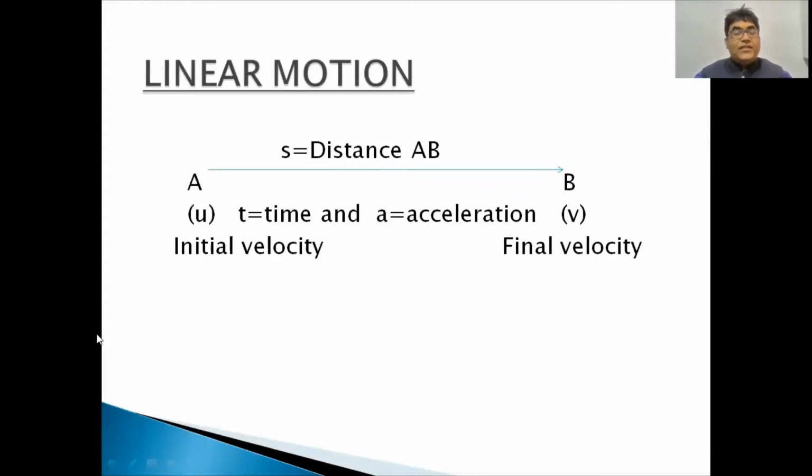So let us start with the linear motion. As we have already discussed in the last lecture, if a particle is moving in a straight path, for example from A to B, then it is known as linear motion. The various variables are u at point A, that is the initial velocity, at point B v, that is the final velocity, and from A to B the distance traveled, that is s, the total time taken by the particle is t, and a is the acceleration.